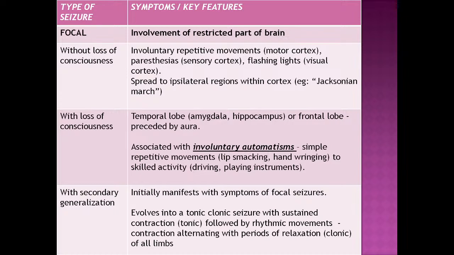So this is sometimes called a Jacksonian march. The motor seizures may start somewhere in the upper limb, go right up to the shoulders, and then may extend to the trunk, may extend to the lower limbs. So that's called a Jacksonian march.